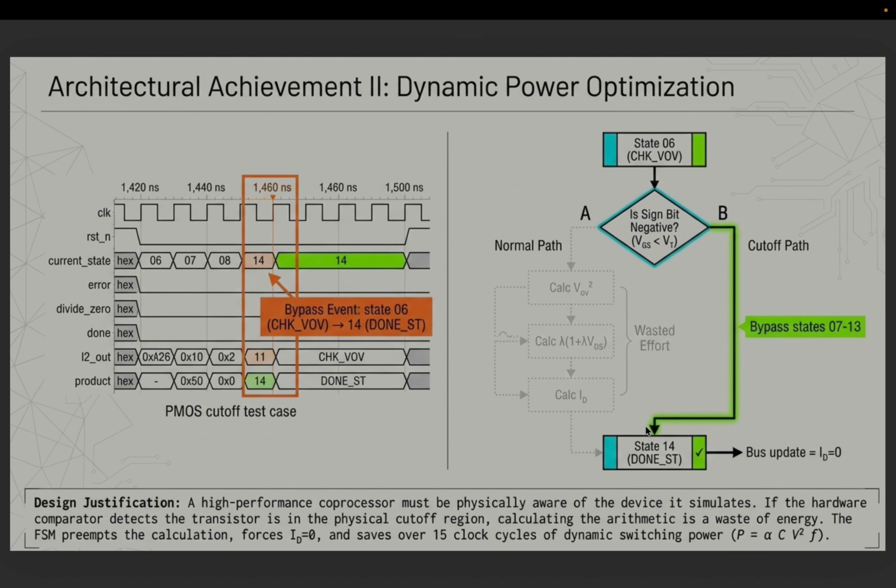For power optimization, the system can also avoid unnecessary calculations. For example, if the transistor is in the cutoff region, the drain current should be 0. The hardware detects this condition early and skips the remaining calculations. This reduces the number of clock cycles used and lowers power consumption.